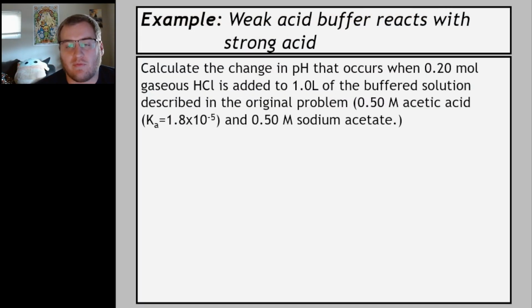Okay, next solution, we have one more buffer example here. A weak acid buffer reacts with strong acid. So calculate the change in pH that occurs when 0.20 moles of gaseous HCl. The fact that it's a gas doesn't really matter, but it's hydrochloric acid. It is a strong acid. I'm going to add it to that same buffer and see what happens. I'm adding an acid, so I'm expecting the pH to decrease. I'm expecting it to decrease a lot, except I know that this is a buffer, so it'll only decrease a little. It's added to 1 liter of the same buffered solution from that original problem. So let's set up our work here.